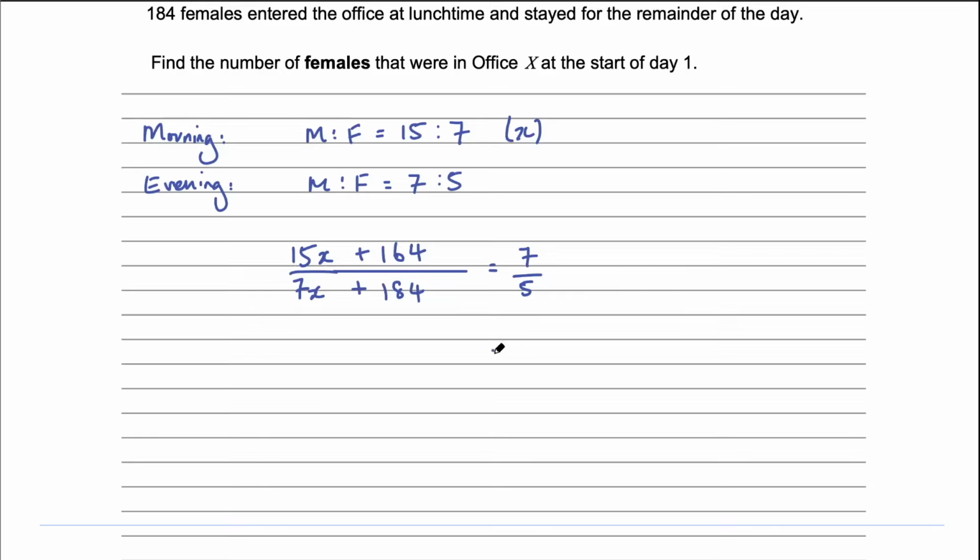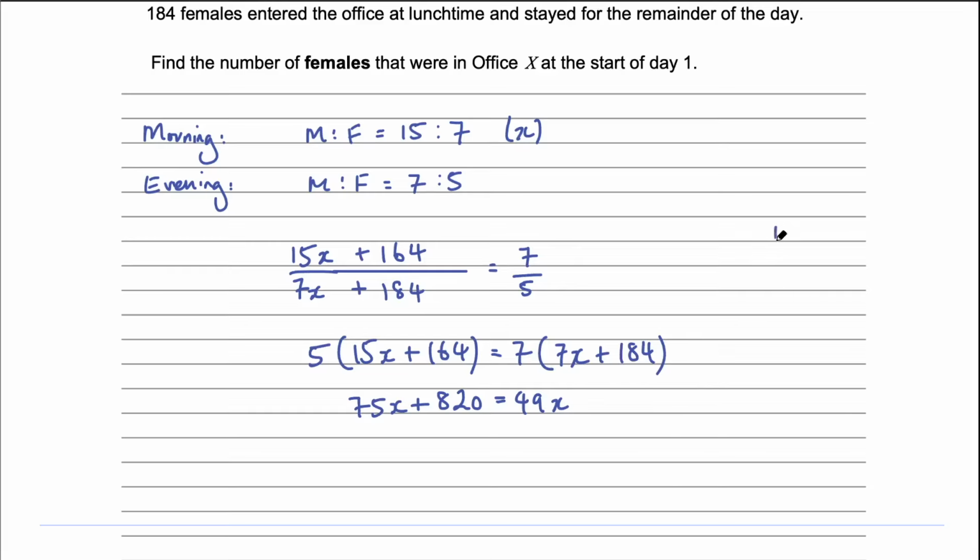So I'm going to do this in a couple steps because that's not so easy to do in your head. But let's write this as 5 times (15x plus 164). And then 7 times (7x plus 184). All right, 15 times 5, well, that's 75x. And then 5 times 164, that's going to be 500 plus 320, which will be 820. 7 times 7 is 49x, and then 7 times 184, 700 plus.